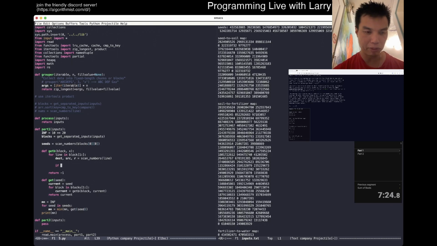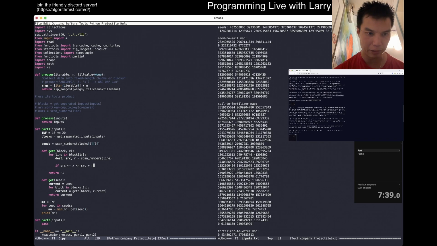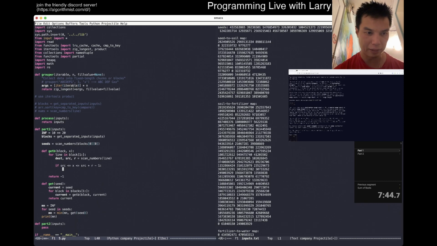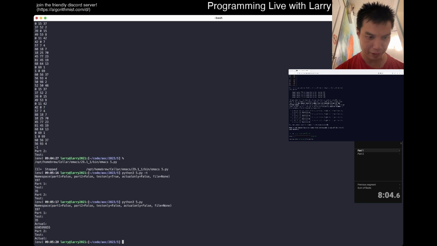if x is between source and source plus r, not inclusive, I think. So minus 1. Then otherwise we return x as a default, so actually that's pretty good. So then otherwise we return x minus source plus destination. Okay, we get 35. We get this ridiculous number.